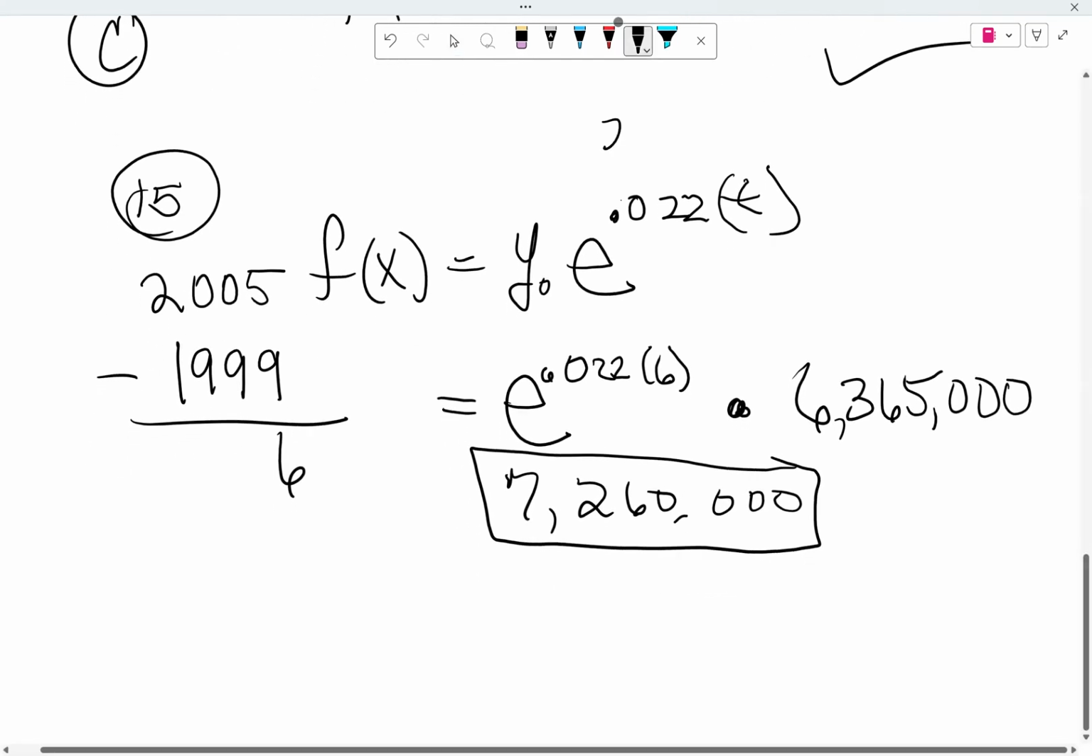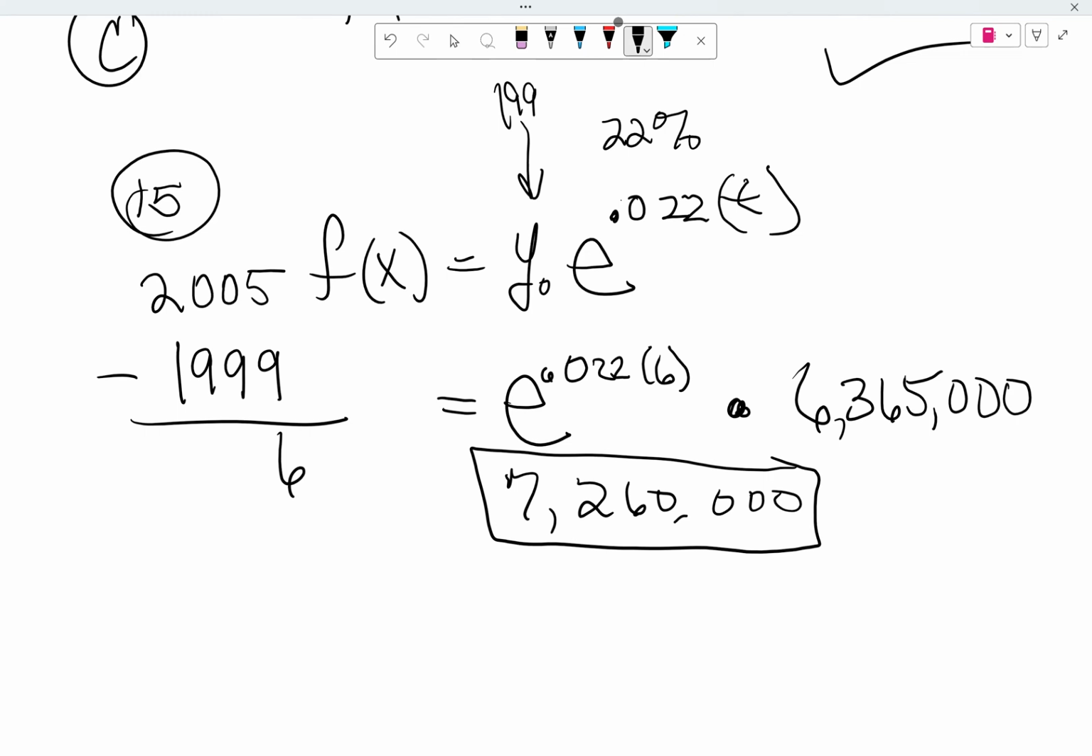This represents the 22% that they're talking about. This represents the initial 1999 start. This is obviously your natural base, and this is obviously the number of years since 1999.